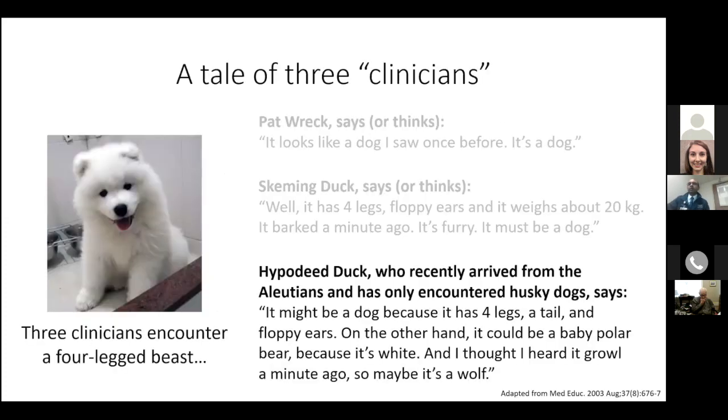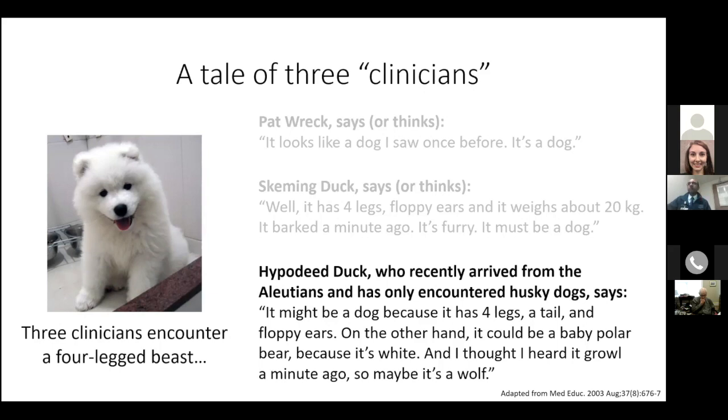So the final clinician in this tale is Hypo D Duck, who recently arrived from the Aleutian Islands and has only actually encountered husky dogs in their past. And this person says, it might be a dog because it has 4 legs, a tail, and floppy ears, but on the other hand, it could be a baby polar bear because it's white, and I thought I heard it growl a minute ago, so maybe it's a wolf. And so, you immediately recognize that this learner, this particular clinician, is having some struggles with this case.